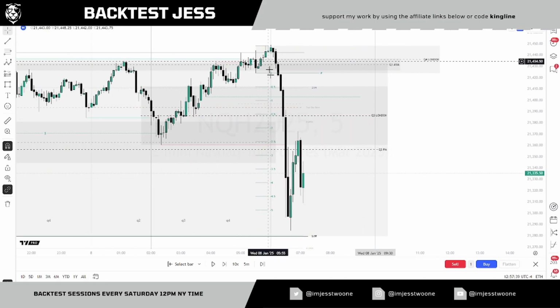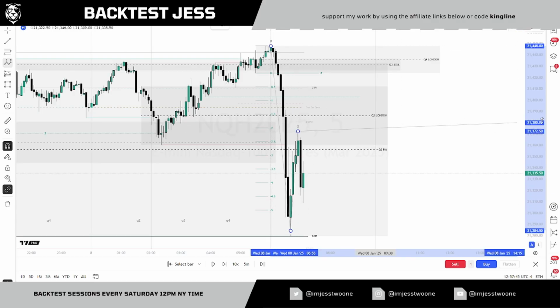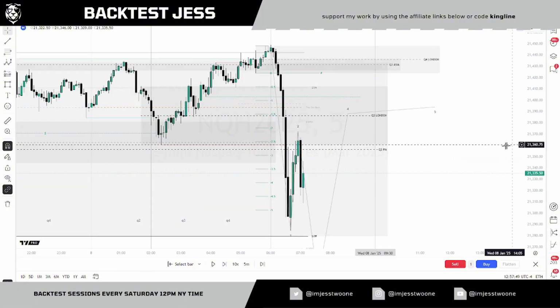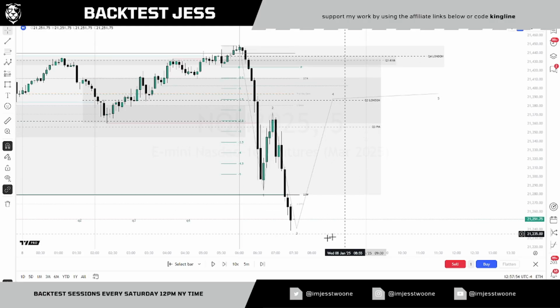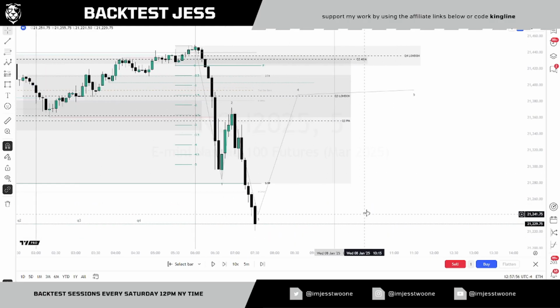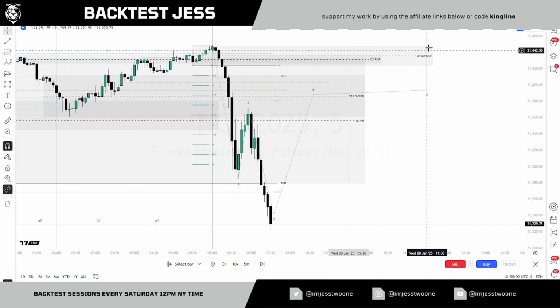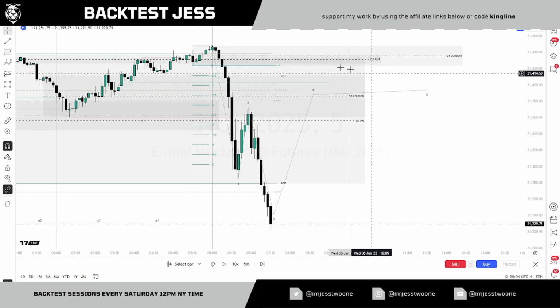Again, we have this clear 1 here. So we have 1, this is our 2. We want to see a 3 and then a 4, 5 of some sort. Okay, so now we have our 3. We cannot take this trade because it didn't return to the zone anyway, as well as it's originating out of a Q4 manipulation.